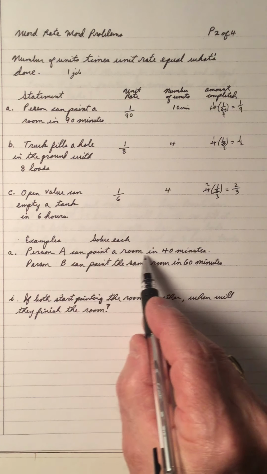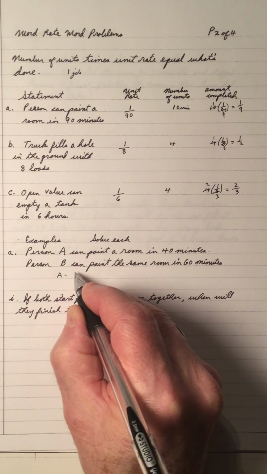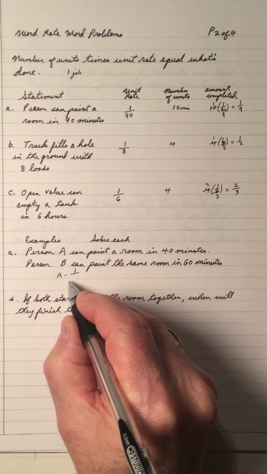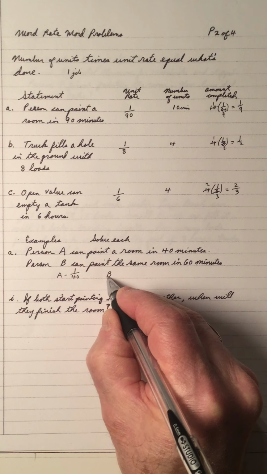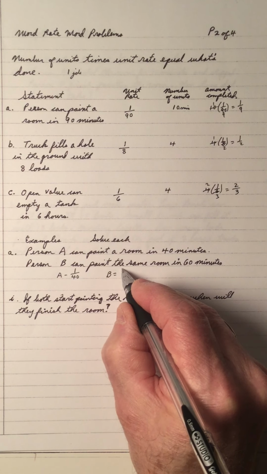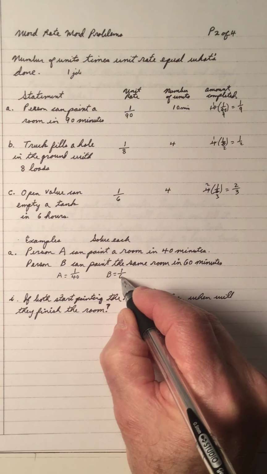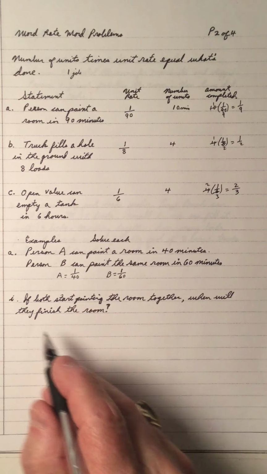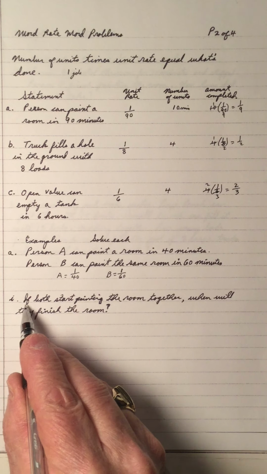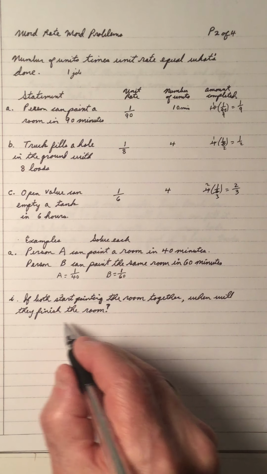Person A can paint a room in 40 minutes. That means person A will do, in 1 minute, 1/40 of the job. Person B, in 1 minute, will do 1/60 of the job. Let's work on number 1. If both start painting the room together, when will they finish the room?